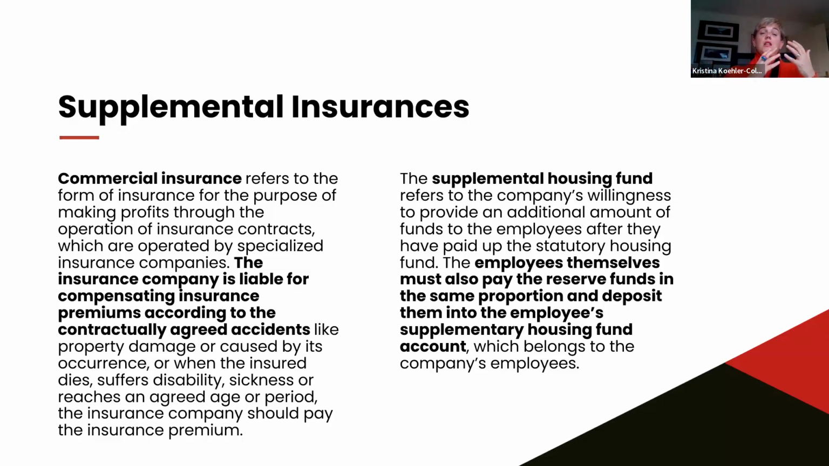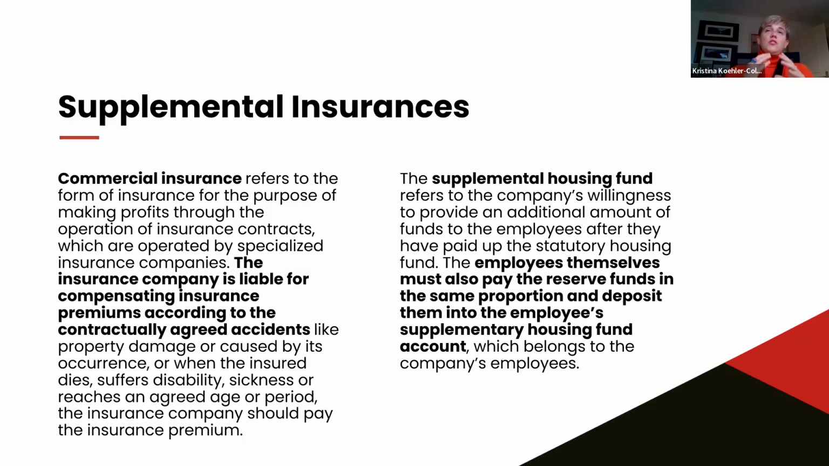All right. The commercial insurance is basically an additional insurance or an additional premium, if you will, if accidents happen within your organization in terms of property damage, or if somebody suffers disability, or they've got longer sickness, etc. And the supplemental housing fund, again, is to add more funds into their housing fund if they are looking to buy a property or have already bought a property and there's mortgage payments that have to be made.